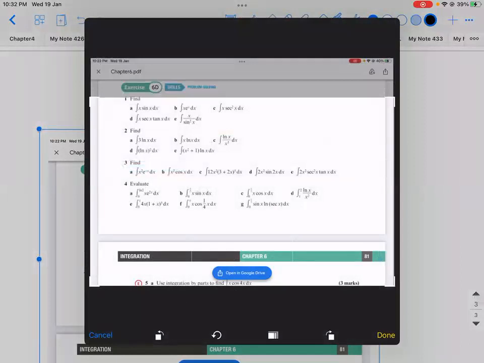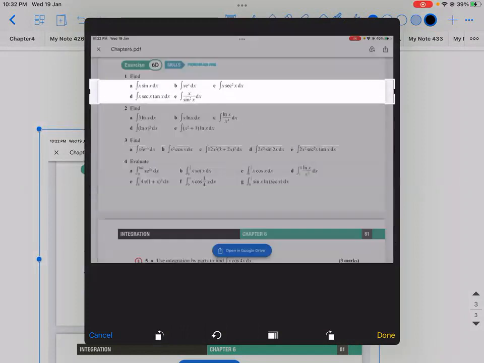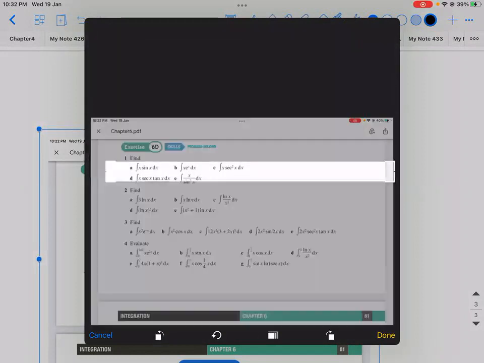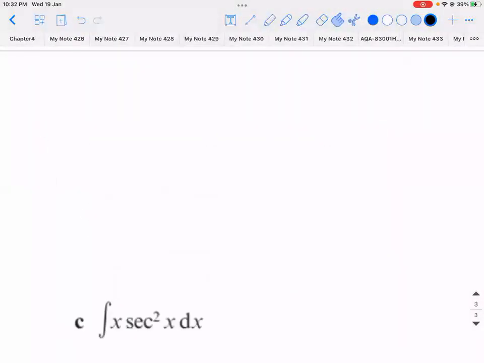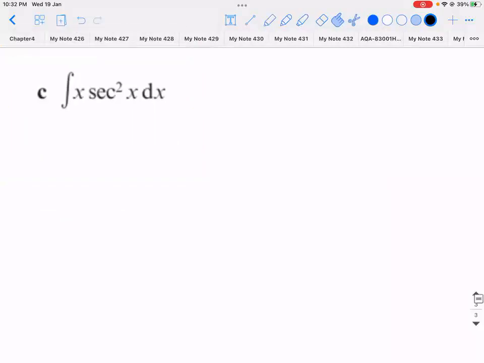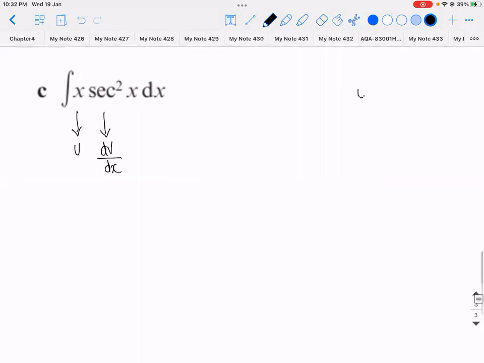So we'll do one question from our exercise itself. Let's do one question. So this is another question. So here, which is our u? x is our u, and sec square x is our dv over dx. So we will write here, what is u? u is x. Since dv over dx is sec square x, dv is equal to sec square x dx, correct?